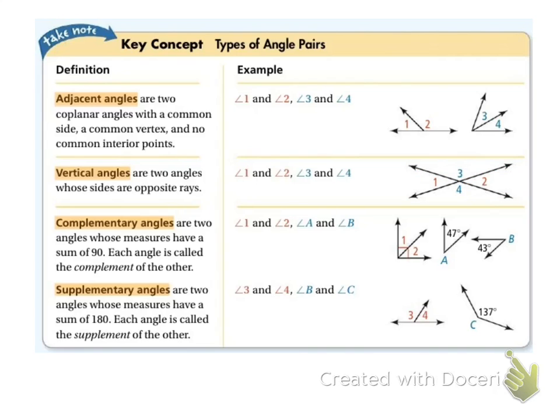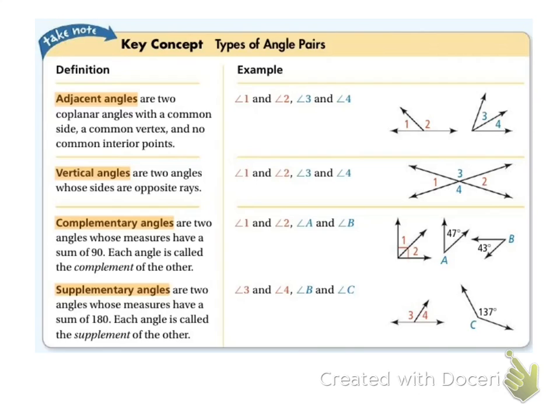Complementary angles are two angles whose measures have a sum of 90 degrees. And we would say each angle is the complement of the other. And then supplementary angles are two angles whose measures have a sum of 180 degrees. So complementary add up to 90, supplementary add up to 180.